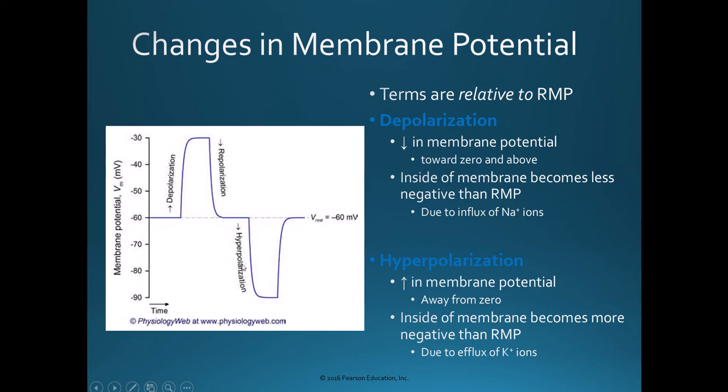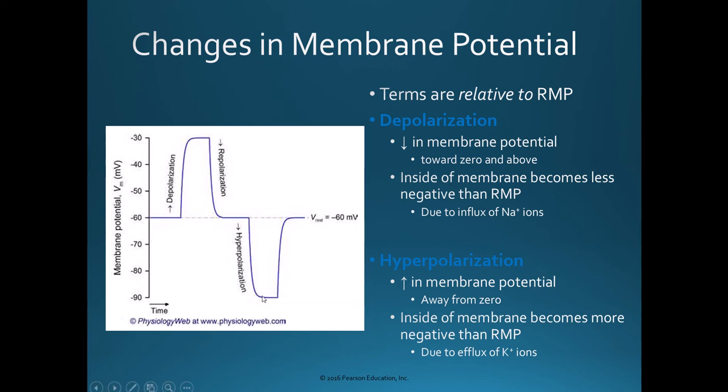We're going to get further and further away from zero, meaning the inside of our cell is going to become even more negative than the outside, so that potential difference is larger. Typically, this is due to the outward flow of some positively charged ion like potassium, although sometimes it is due to the inward flow of a negatively charged ion like chlorine.